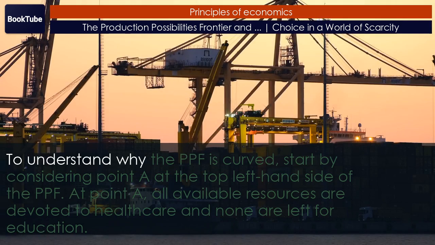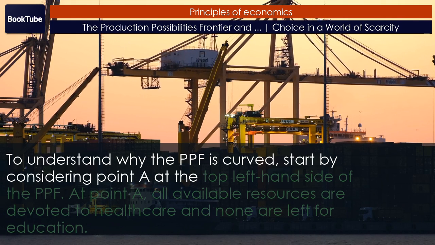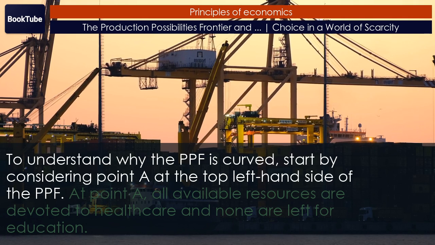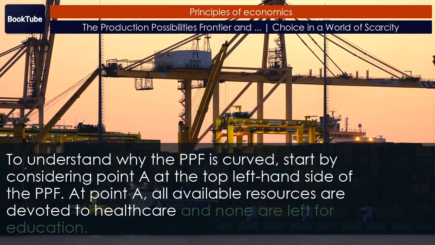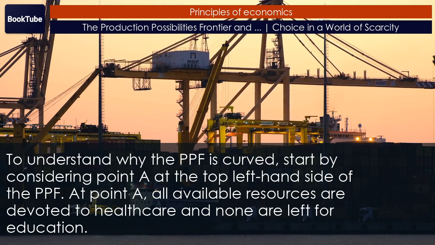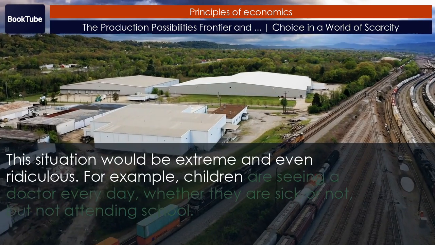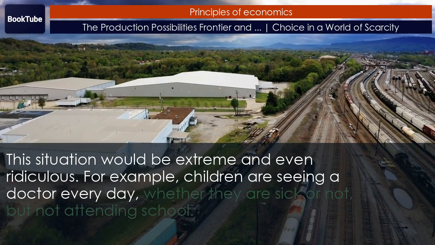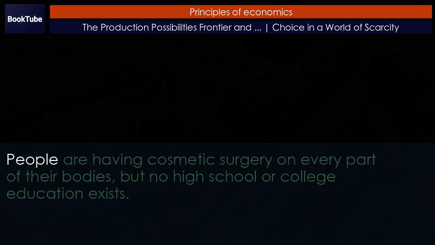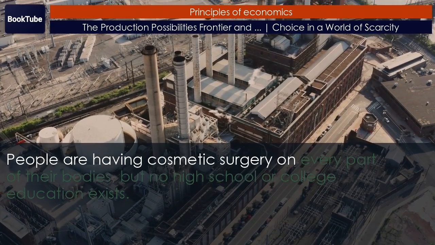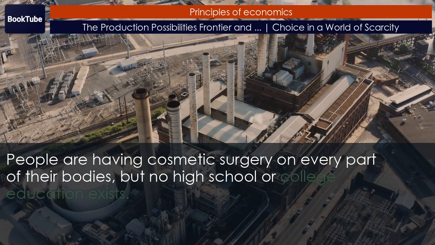To understand why the PPF is curved, start by considering point A at the top left-hand side of the PPF. At point A, all available resources are devoted to healthcare and none are left for education. This situation would be extreme and even ridiculous. For example, children are seeing a doctor every day, whether they are sick or not, but not attending school. People are having cosmetic surgery on every part of their bodies, but no high school or college education exists.